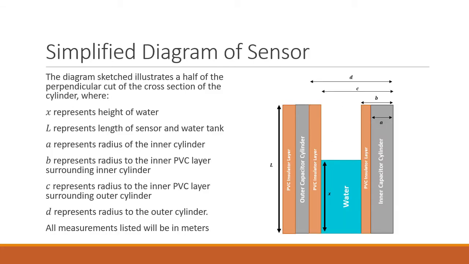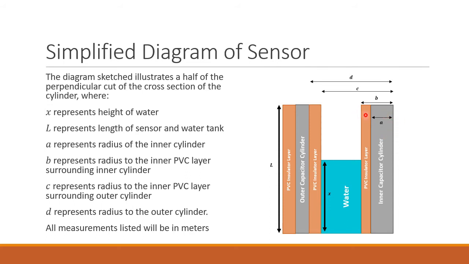What you see here on the right is a simplified diagram of our sensor. It illustrates half of the perpendicular cut of the cross section of the capacitor. X here represents the height of the water flowing through. L represents the length of the sensor and the water tank. A represents the radius of the inner cylinder.